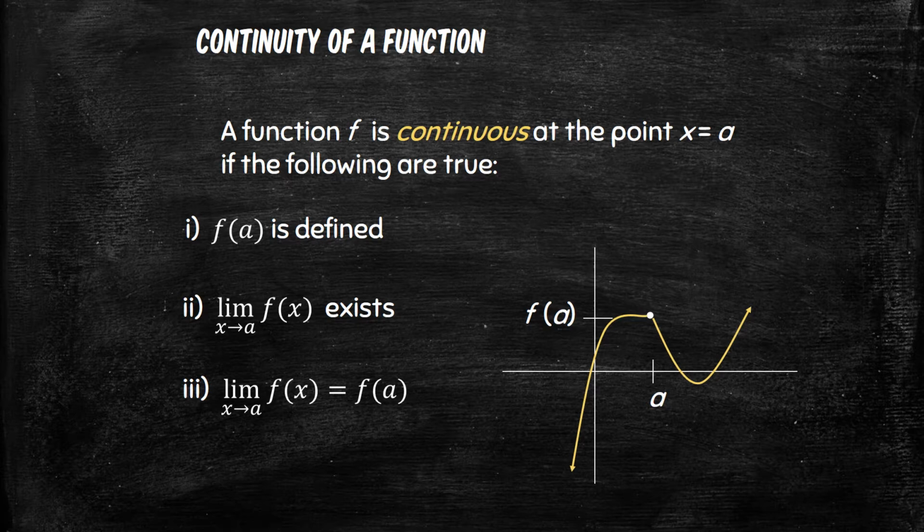First of all, f of a has to be defined. So at this point x equals a, we can see there's a value, there's a solid dot at this particular x value. What has to happen too is that the limit from below and above has to exist. So when you're coming from above and below, that has to be going to the same point. And also this limit has to be the same as the actual value as well. So any point that's on a line is continuous.